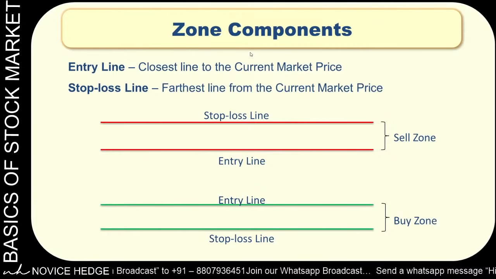Now we'll be moving on to the zone components. We do have the entry line and the stop loss line. For buy zones, we have the entry and stop loss, and for sell zones, we also have the entry and stop loss. What's the difference? For the sell zone, the entry line will be at the bottom and the stop loss will be above, whereas for the buy zone, the entry line will be above and the stop loss will be below. This is the main difference between the buy zone and the sell zone.